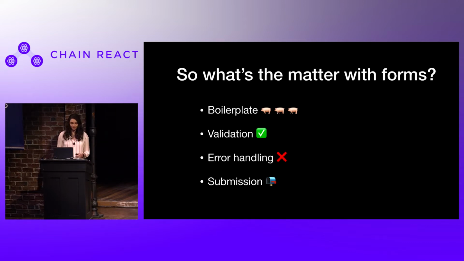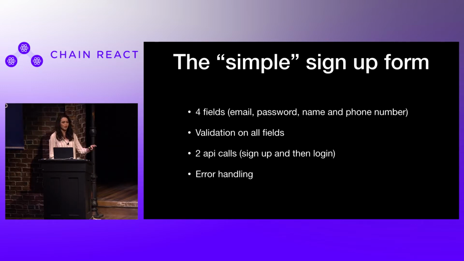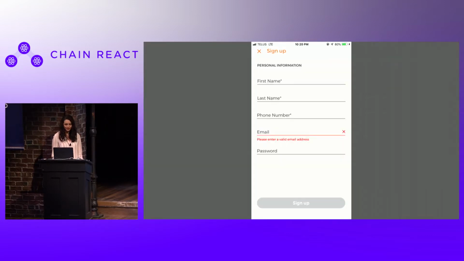Let's go through an example to actually illustrate that. So you're at a company, and your product manager comes in, and he's like, OK, so we're going to make this app, and this app's going to have a sign-up form. It's super simple, so it shouldn't take you too long. This sign-up form is just going to have 4 fields: email, password, name, phone number. We want validation on all the fields, just 2 API calls, sign up and then log in, and then some error handling. Should be easy, right?